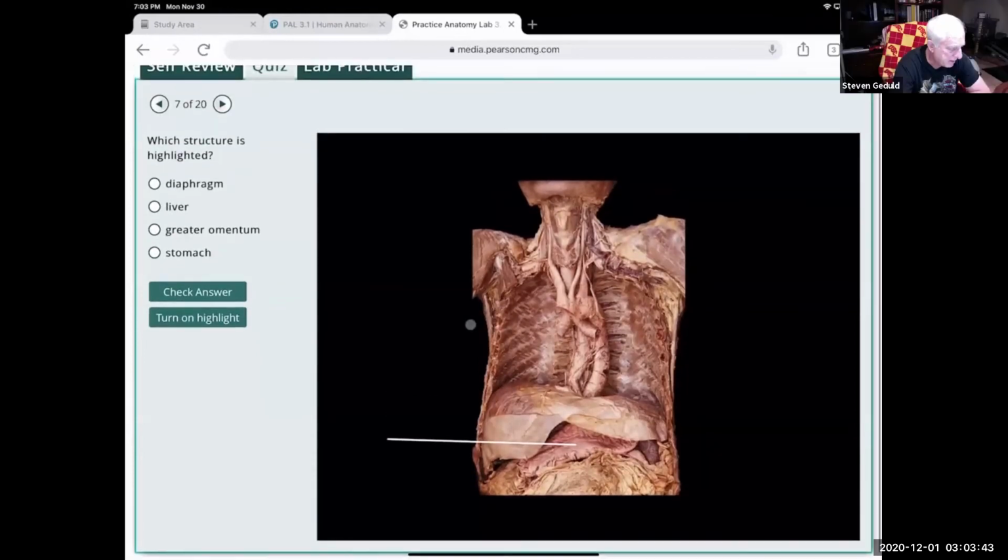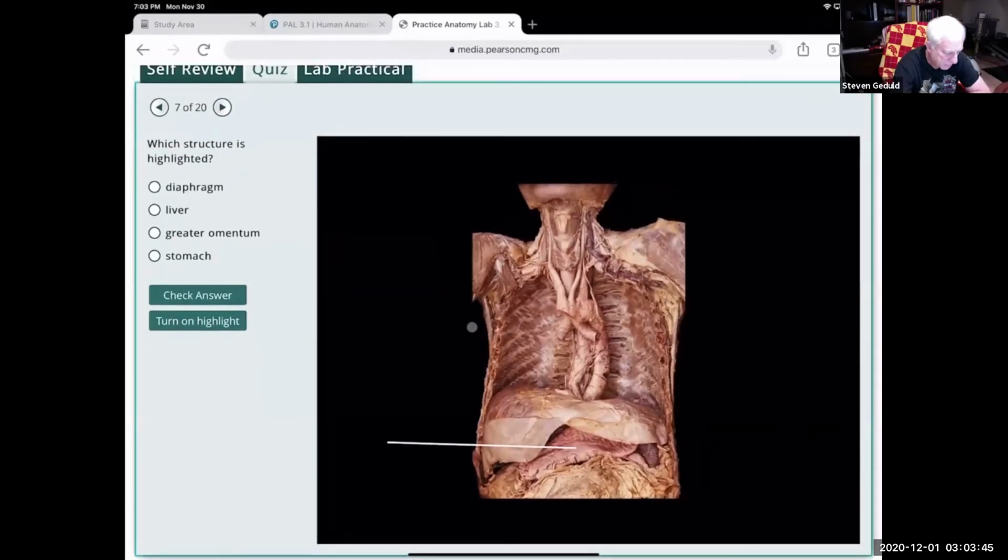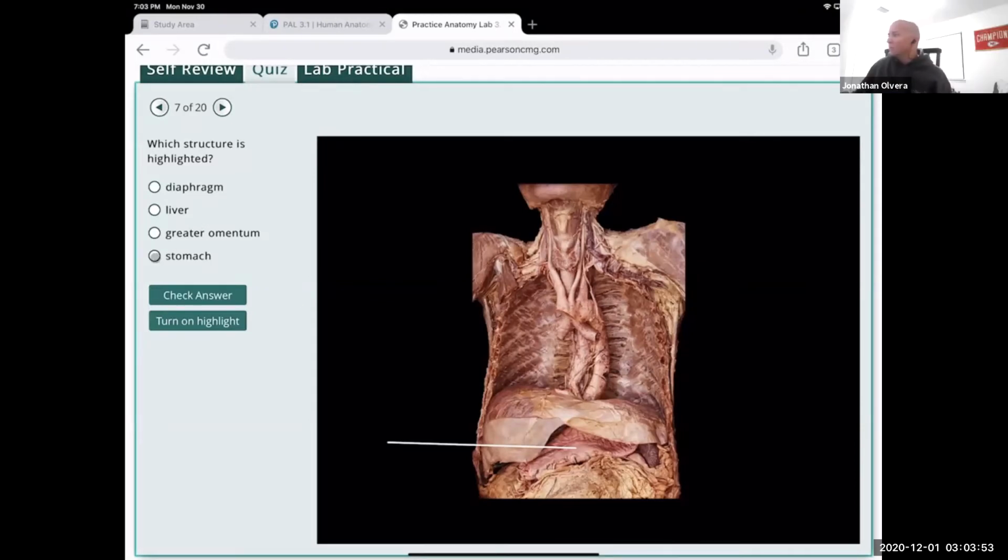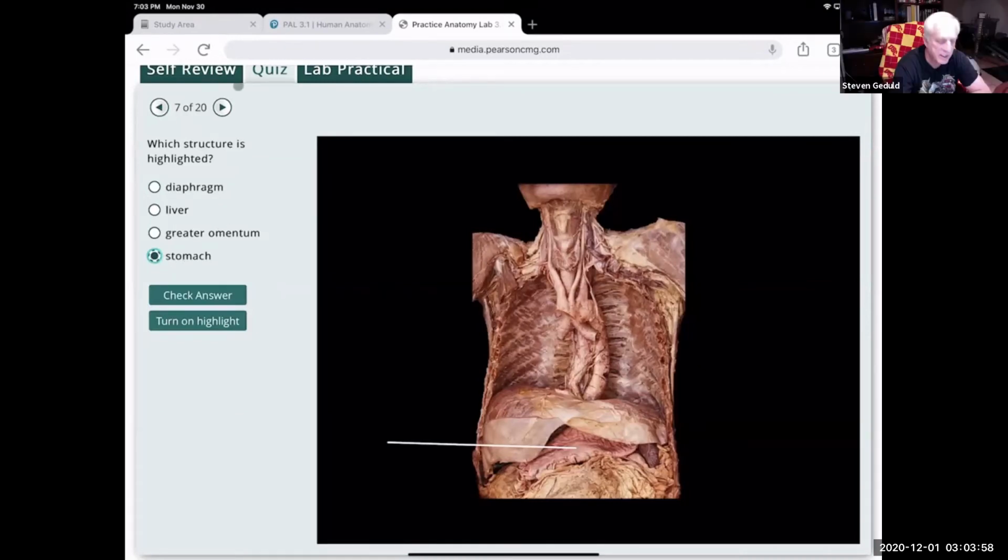And this right here, what organ is that? Just below the diaphragm and just inferior to the liver right here. The stomach. That's the stomach. Perfect. That would be your stomach. And below that is your pancreas. If we lift that up.